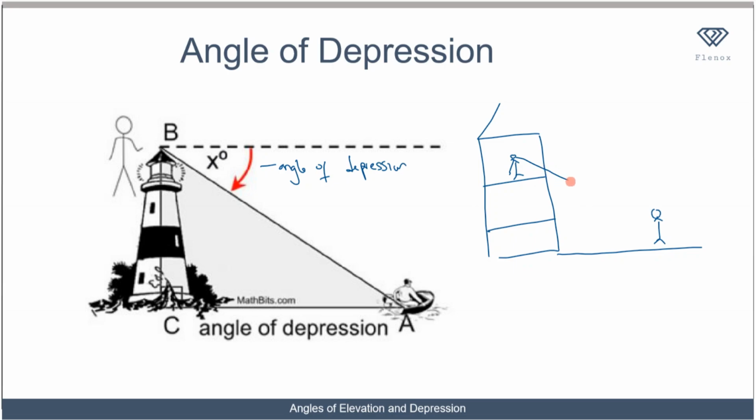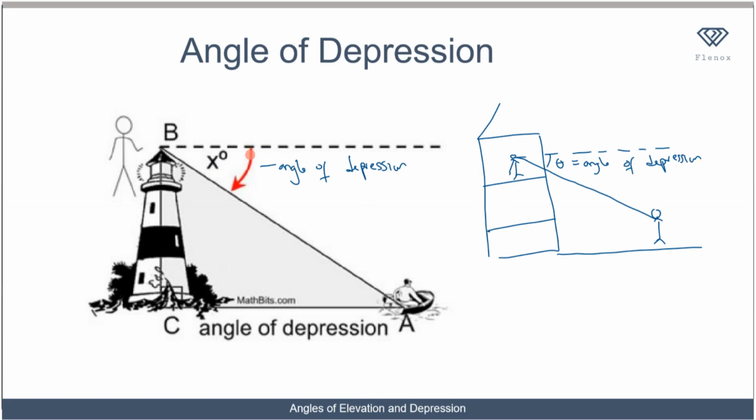So as you can see, this is your line of sight towards the person. So the angle that line of sight makes towards the horizontal line drawn from the point of your eyes is called what? The angle of depression.